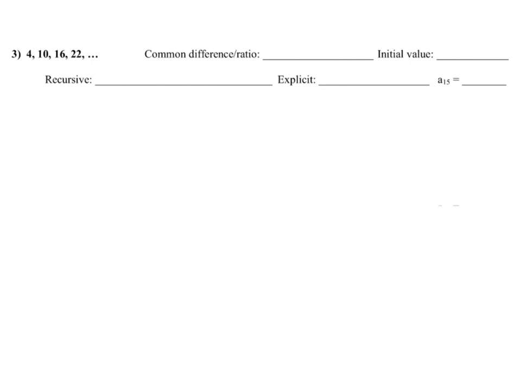Moving on to number 3, this one has a rather simple pattern of just adding 6 every time. And since it's adding every time, it's arithmetic, it has a common difference of 6. The initial value is the first term in the sequence, which is 4. If you want the recursive function, you write a sub n equals a sub n minus 1 plus 6. And then you should say what the initial value is. A sub 1 is that initial value of 4.